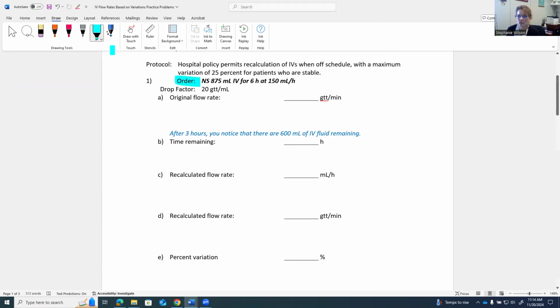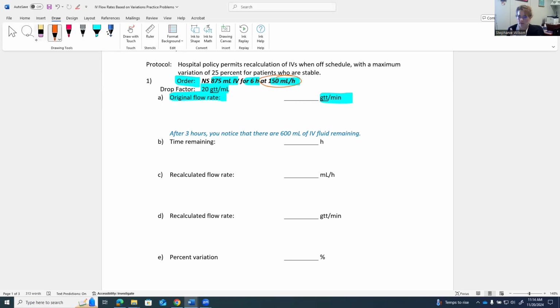We see that we have an order here. It says 875 milliliters for 6 hours, and we're going to have a flow rate of 150 milliliters per hour. And then we have this drop factor of 20 drops per milliliter. So the first question is, we want to know the original flow rate in drops per minute. So what I'm going to do is take the given flow rate. It's not always given to us.